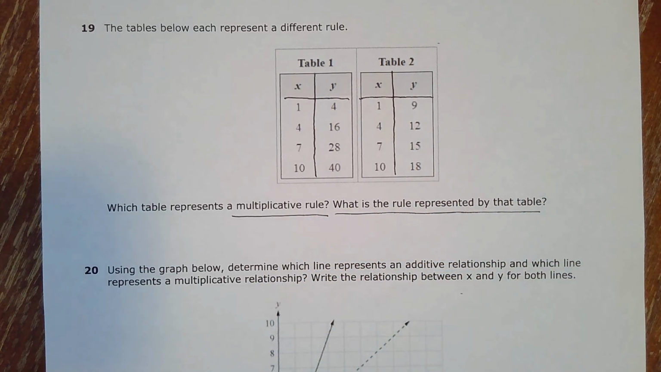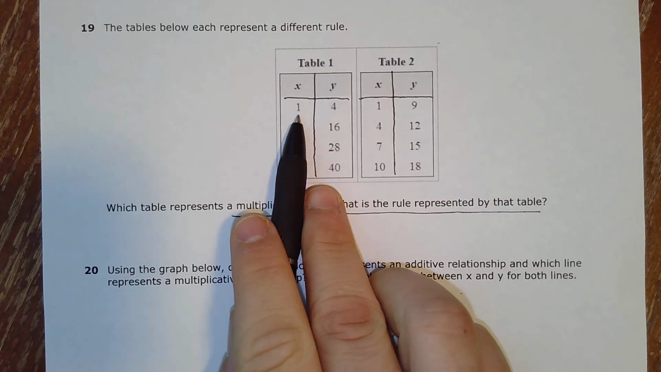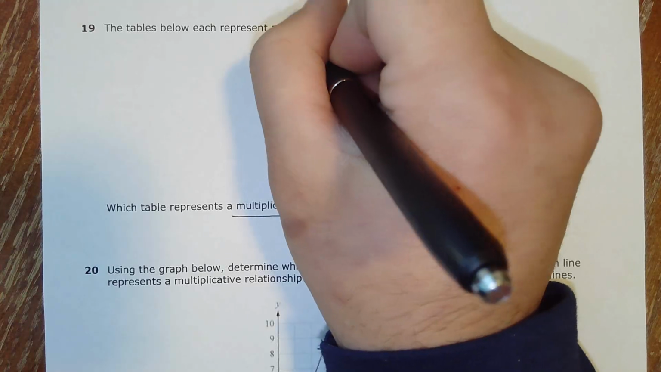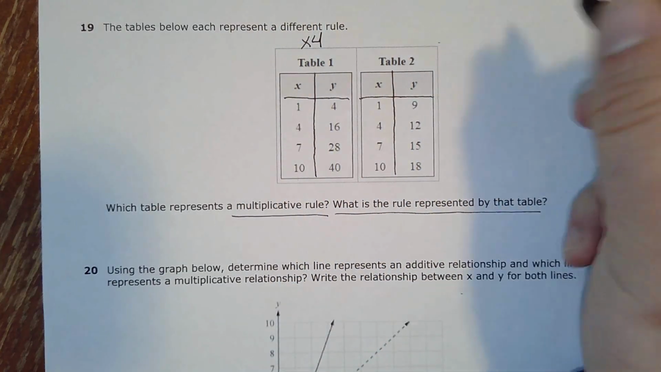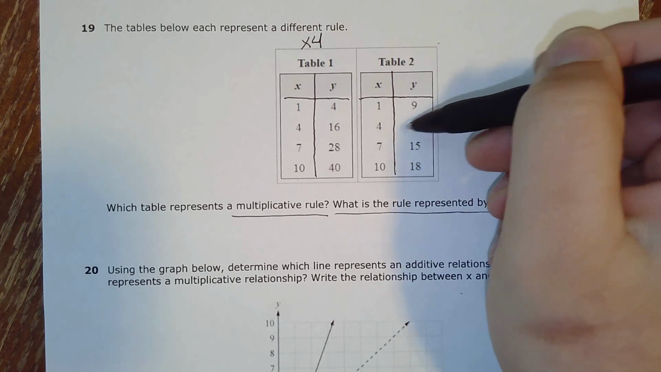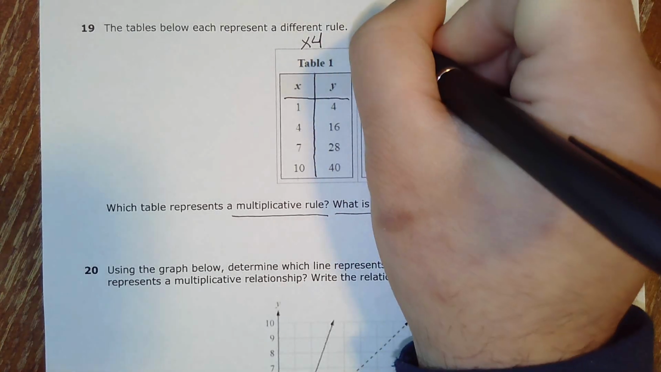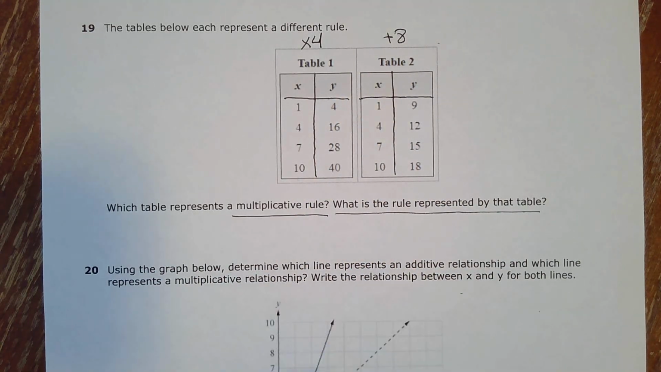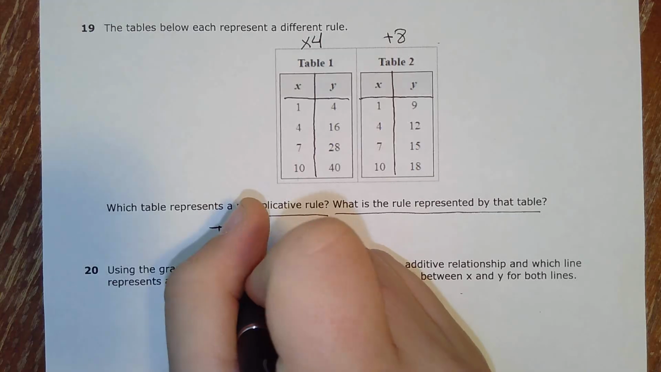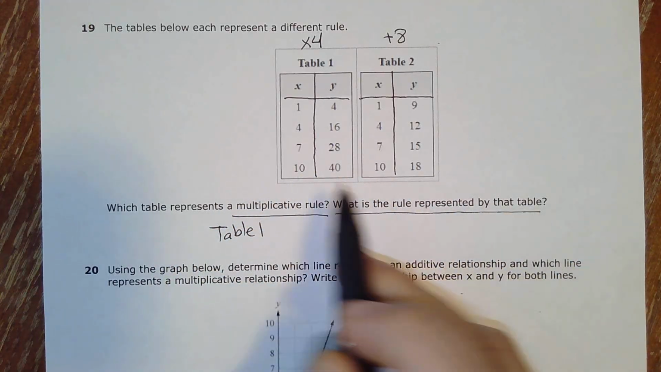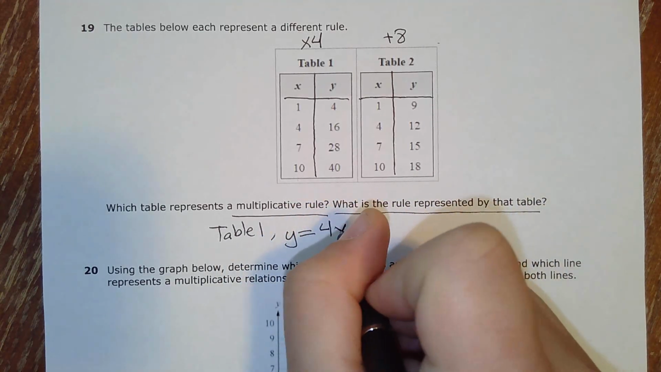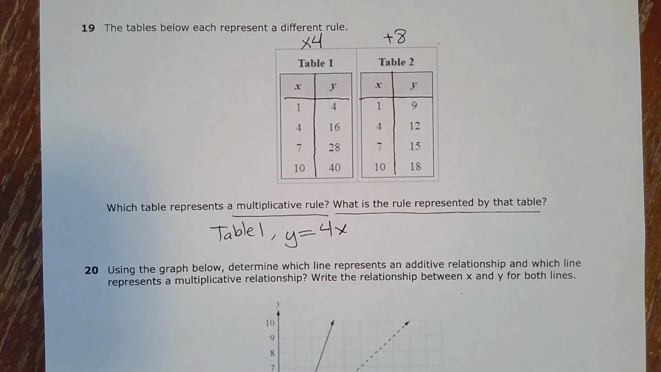Okay, cool. So if I look at table 1, from 1 to 4, 4 to 16, 7 to 28, 10 to 40, I see here that they're multiplying by 4. Okay, look here, 1 to 9, 4 to 12, 7 to 15, 10 to 18. They're actually adding 8. So I don't really care about table 2. They want to know which table represents the multiplicative rule. So table 1, and what's that rule? Well, the rule is that y, or the value of y, is equal to 4 times the value of x. All right? Not too hard.